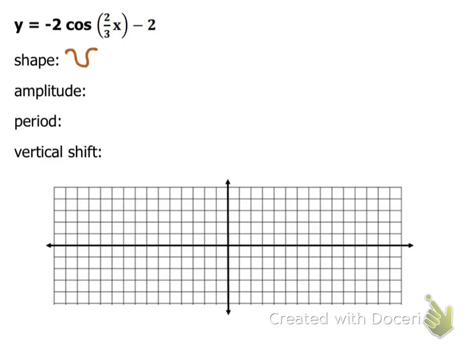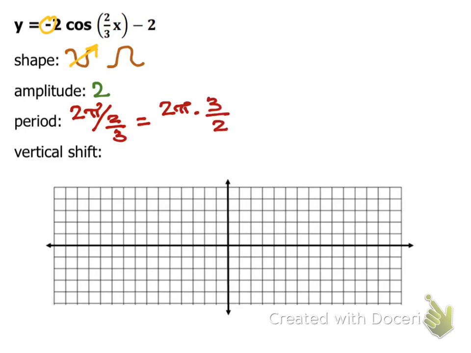Here, cosine, maximum to maximum, but we have a negative, so we got to flip it over, minimum to minimum. The amplitude here is 2. The period, 2 pi divided by 2/3, which is 2 pi times 3 over 2, which is 3 pi. And my vertical shift, -2, so down 2. We'll put an axis on, 3 pi. Let's go ahead and make 4 boxes equal to pi. So pi, 2 pi, 3 pi. Then my vertical shift, down 2.